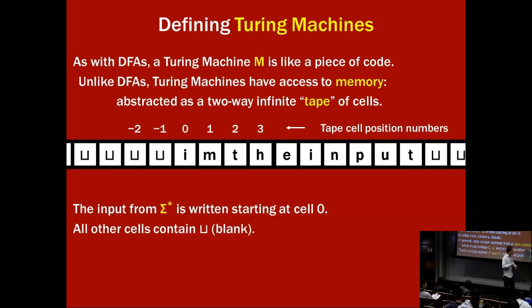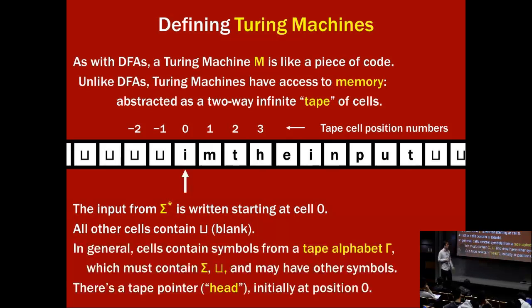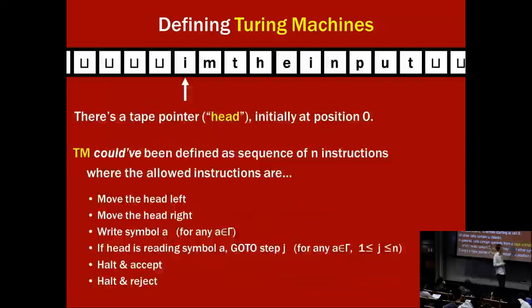Somehow the Turing machine, or this code, accesses the memory through a pointer that points at the memory cells. Again, historically, it was considered a physical object called the head, so we're going to call it the head. It's like a tape pointer, and it starts out initially pointing at 0, the leftmost character of the input. Okay, so that's the setup.